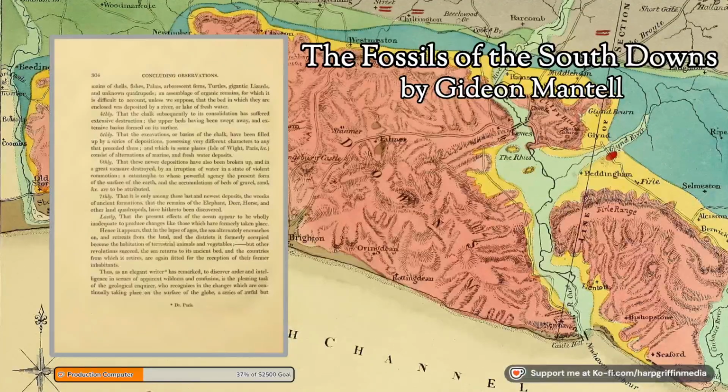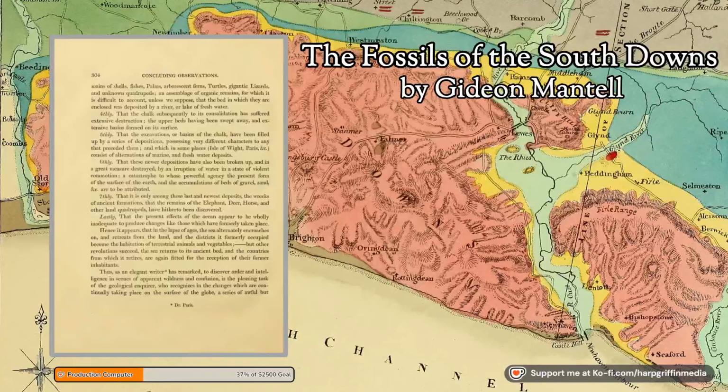Fourthly, that the chalk, subsequently to its consolidation, has suffered extensive destruction, the upper beds having been swept away and extensive basins formed on its surface. Fifthly, that the excavations or basins of the chalk have been filled up by a series of depositions possessing very different characters to any that preceded them, and which in some places, Isle of Wight, Paris, etc., consist of alternations of marine and freshwater deposits.